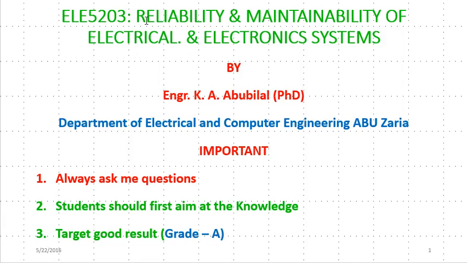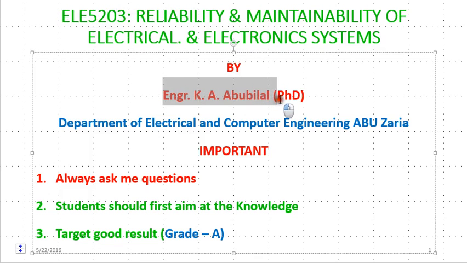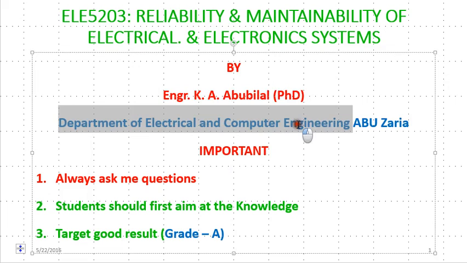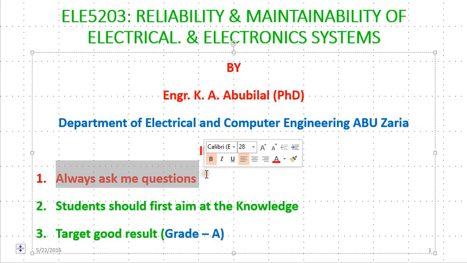The first part of the lecture. The title of the course is Reliability and Maintainability of Electrical and Electronics Components, and the course code is ELE5203. My name is Engineer Kia Abu Bilal, PhD, and I'm from the Department of Electrical and Computer Engineering of Ahmadu Bello University, Zaria.